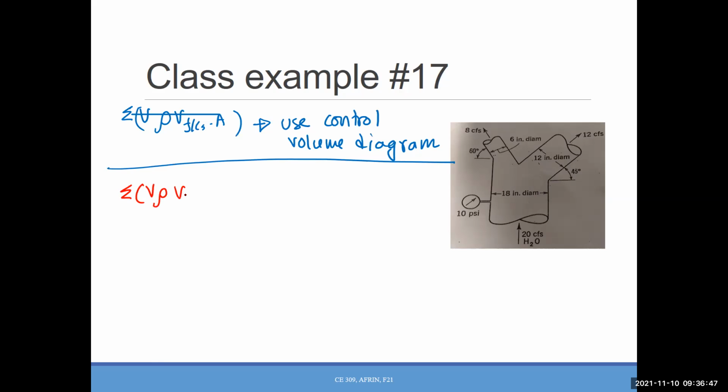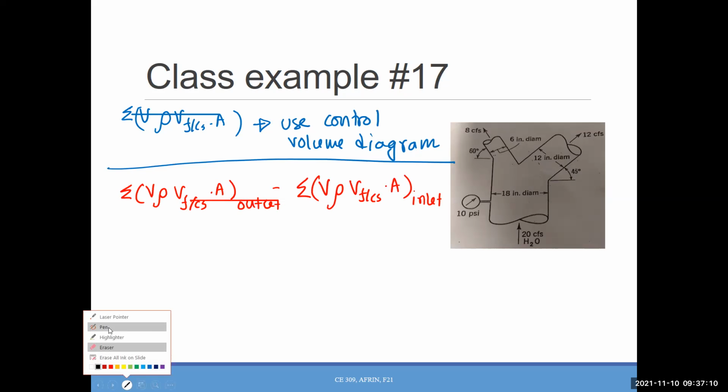That's what I will do. V rho outlet minus summation of inlet, and we have two outlets and one inlet, so we need to write down in that way. So what are the numbers for the outlet? 2 and 3, right?